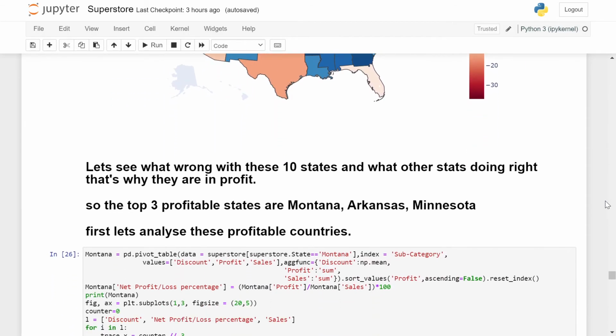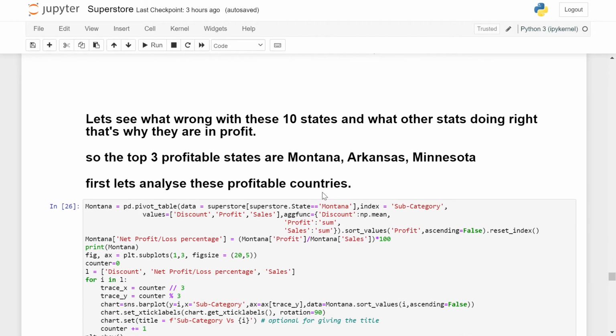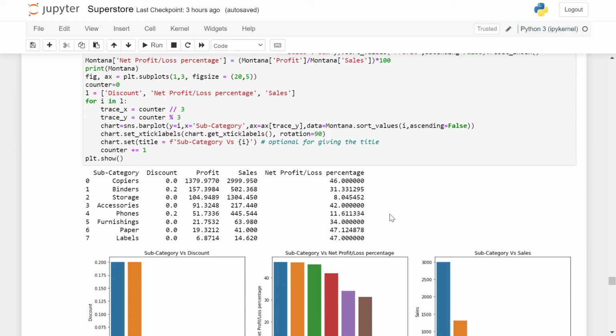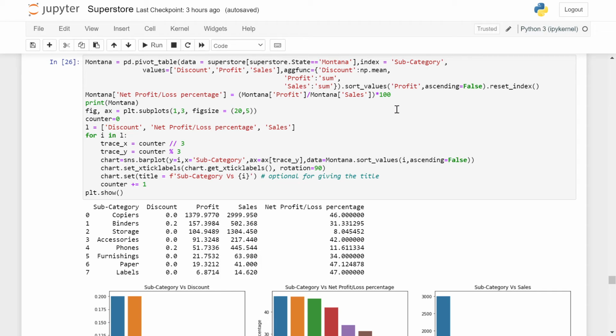After this, I wanted to find out what is wrong with these 10 states and what the top three profitable states are doing right, that's why they are in profit. The top three profitable states are Arkansas, Montana, and Minnesota. So first I analyze these three states one by one, first Montana.